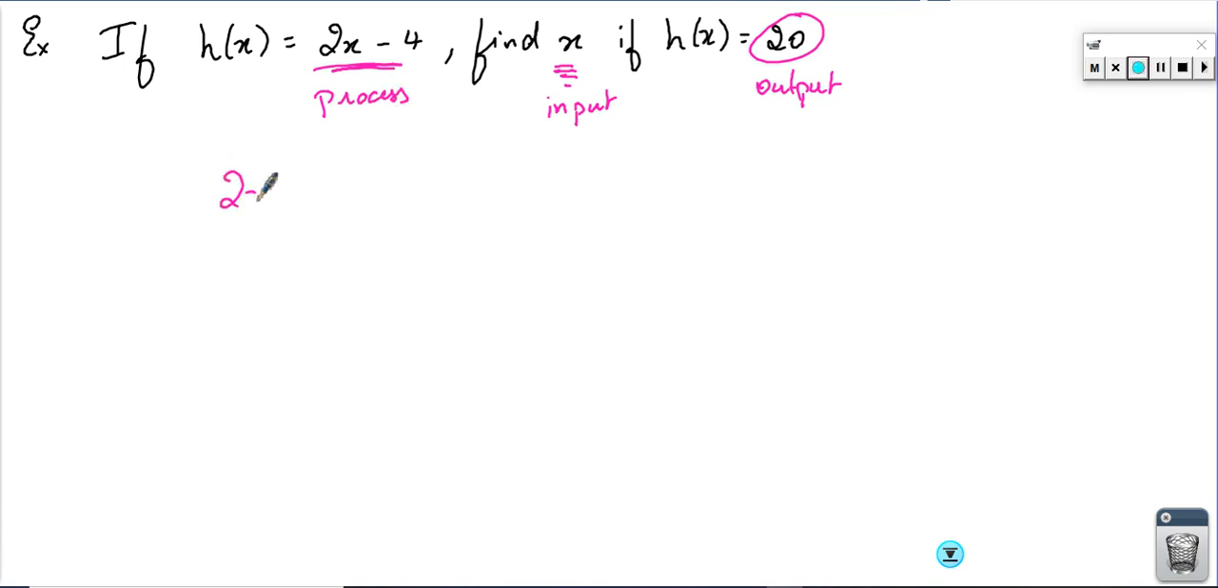So the output is equal to 20. This is a simple equation: 20 plus 4, which is 24. So x is equal to 24 divided by 2, which gives a value of 12. Okay? So those are what our functions are all about.